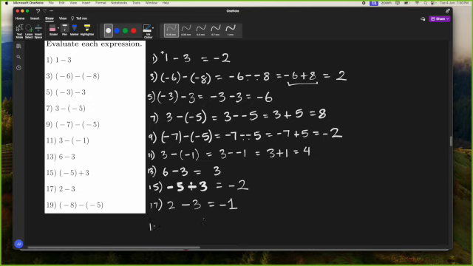Number 19 here. Minus 8 minus 5. That gives us negative 8 plus 5, which gives us, when the signs are different, you find the difference, keep the sign of the larger number, which is 8.